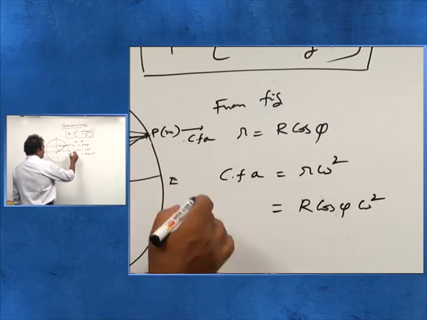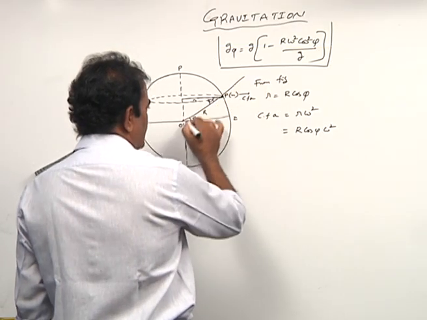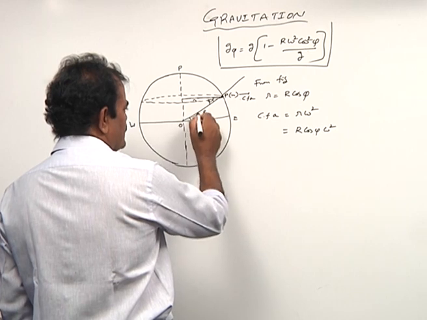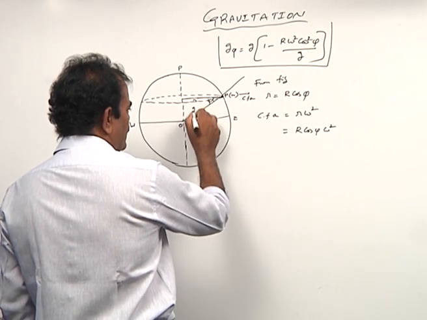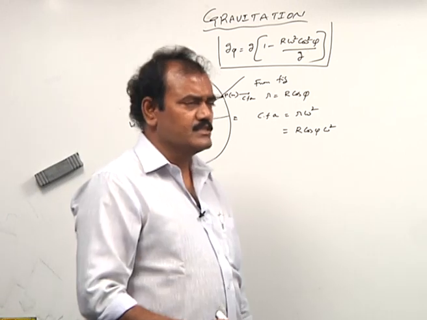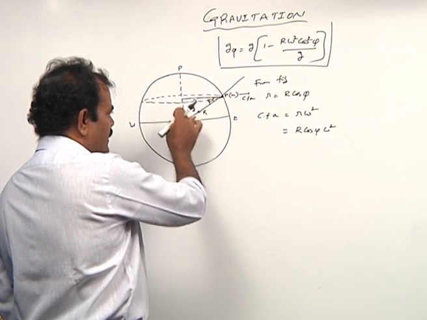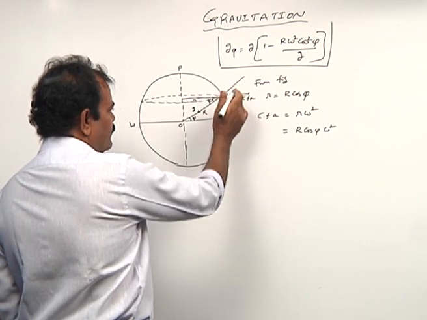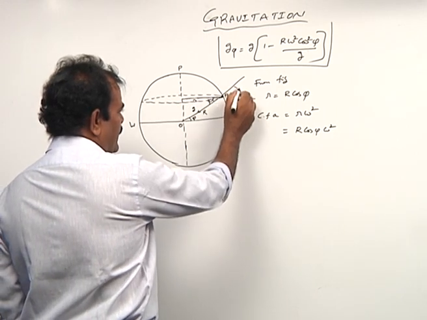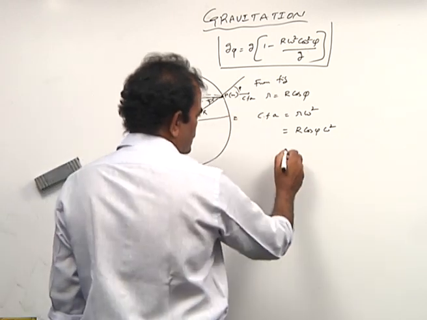Now you have to take the component of this centrifugal acceleration along this radius, along small g, because small g means it is the acceleration towards the center of earth. So that's why here it is towards the center of earth, small g is here. Now the component of this centrifugal acceleration, phi is the angle, so it is CFA cos theta, that is the centrifugal acceleration cos theta.